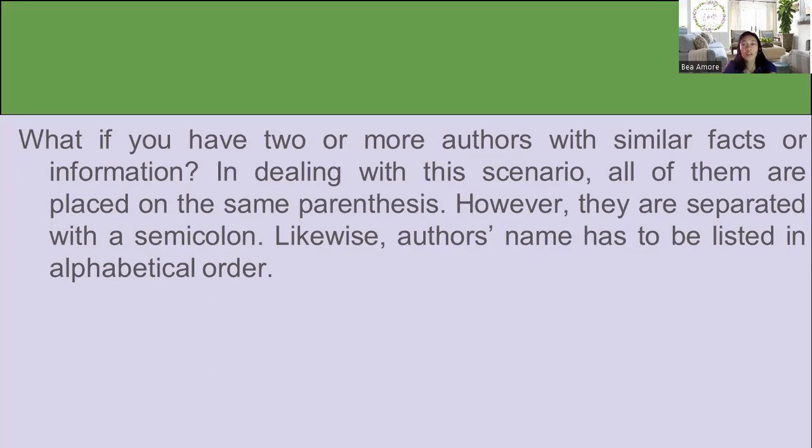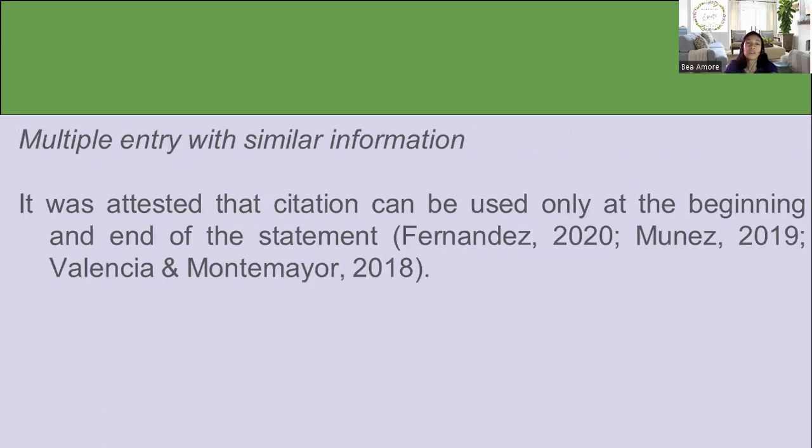In dealing with this scenario, all of them are placed on the same parentheses. However, they are separated with a semicolon. Likewise, author's name has to be listed in alphabetical order. Paano ginagawa yan? Multiple entry with similar information. It was attested that citation can be used only at the beginning and end of the statement. So sila, may pare-parehas sila ng idea. Iba-iba yung author. Pare-parehas ng idea, iba-iba yung author. So, pwede mo siyang gawin ng ganito. Fernandez, 2020; Muñez, 2019; Valencia and Montemayor, 2018.